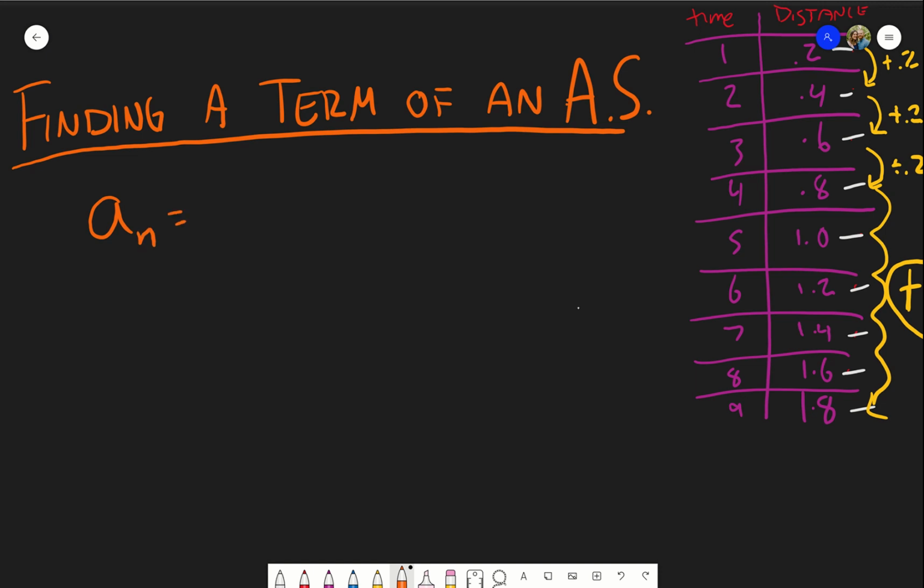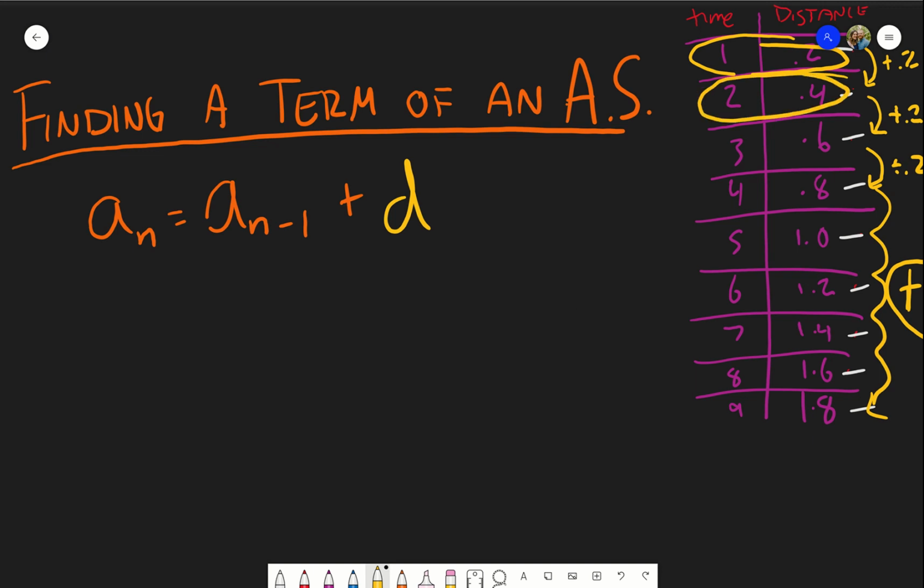a_n equals a_(n-1) plus d. And I bet you're very confused by that, but that's okay. I'm actually going to make this yellow because it matches with our definition from earlier. Okay, a_n equals a_(n-1) plus d. So if I were to say, all right, this first term here is 0.2. Term 1 is 0.2. Term 2 would be 0.4. Term 3 would be 0.6, and so on and so forth.